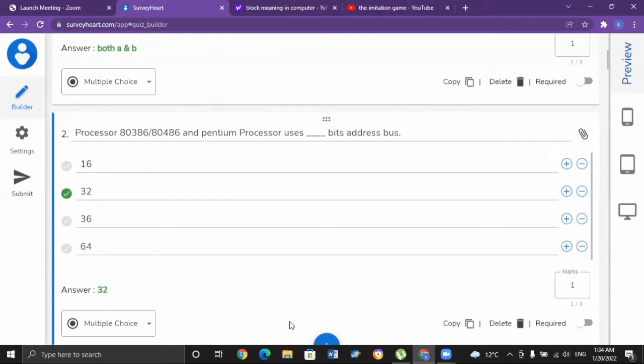The 80386, 80486 and Pentium processors use dash bits on the address bus. How many bits are used for these processors in the computer? First of all, a processor, or processing unit, is a digital circuit which performs operations on some external data source, usually memory or other data streams. Actually, both these processors use a 32-bit address bus. That is option B for MCQ number 2.